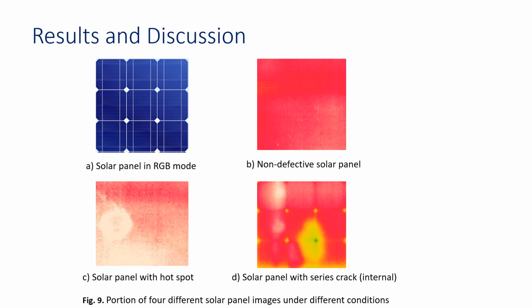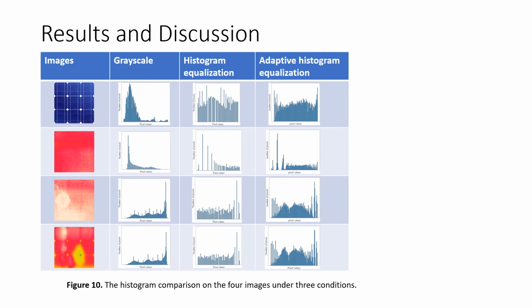To verify the importance of extracting the features from the thermal images, Figure 9 shows a portion of the 4 different solar panel images under 4 different conditions. All 4 images were extracted to determine the difference in their features in terms of the histogram and CDF. As shown in Figure 10, the 3 histogram results of the RGB image have more spikes and are less flat than the rest of the histograms.